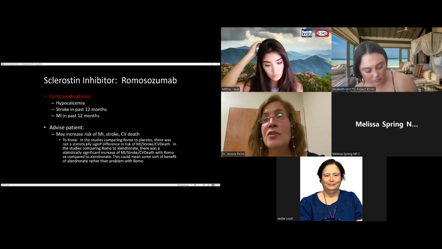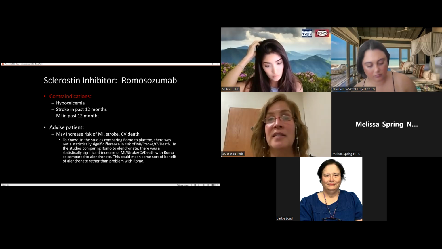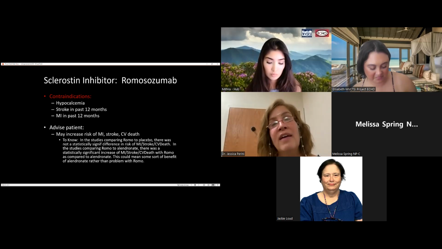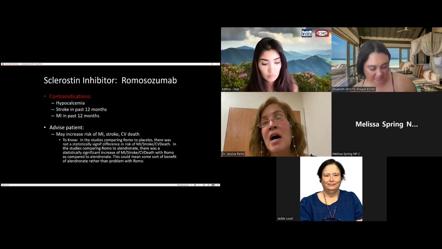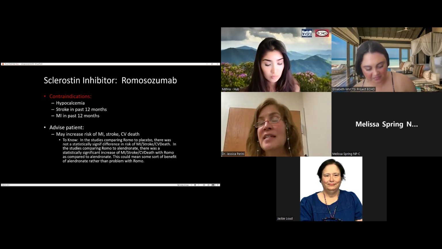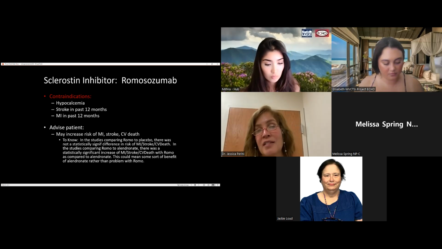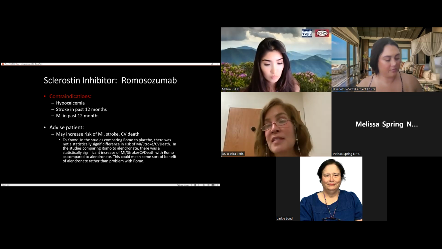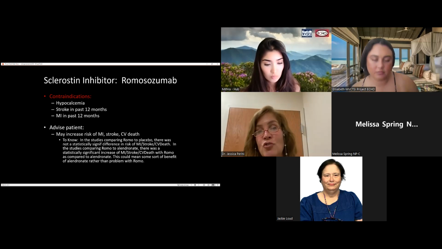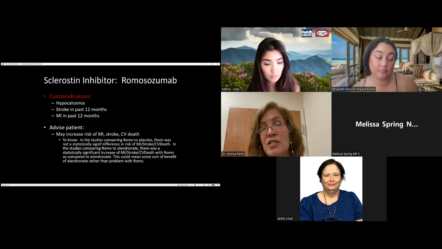Okay, so contraindications to using this medicine if they already have hypocalcemia, or if they've had a stroke or an MI in the past year. Okay, this medicine, it's the newest, and so it's always going to sound the scariest till we have much more data. You want to tell your patients that this medicine, according to a couple of the studies, but not all, can increase the risk of MI, stroke, or cardiovascular death.